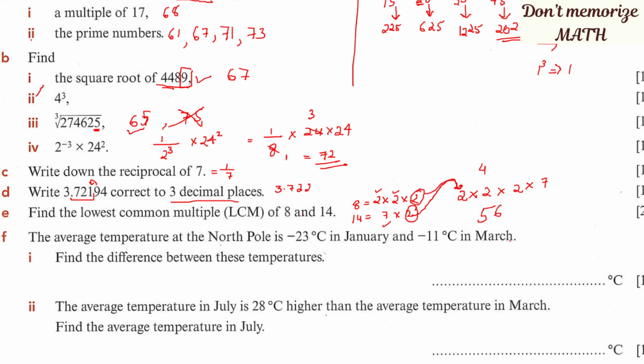The average temperature at the North Pole is minus 23 degrees Celsius in January and minus 11 degrees Celsius in March. Find the difference between these temperatures.